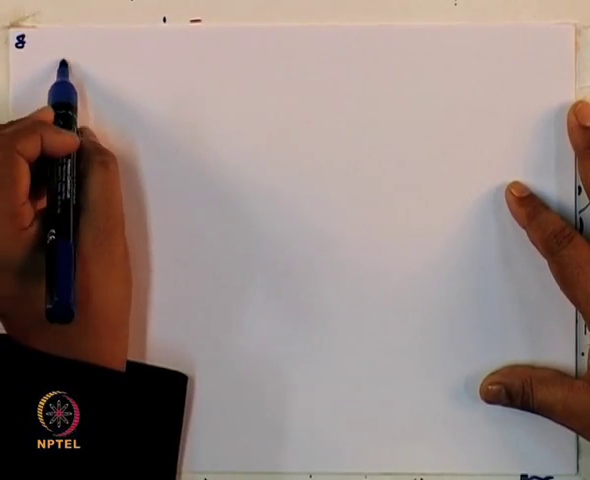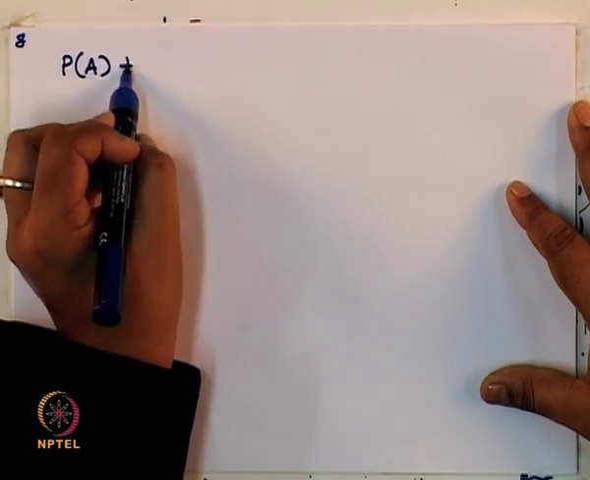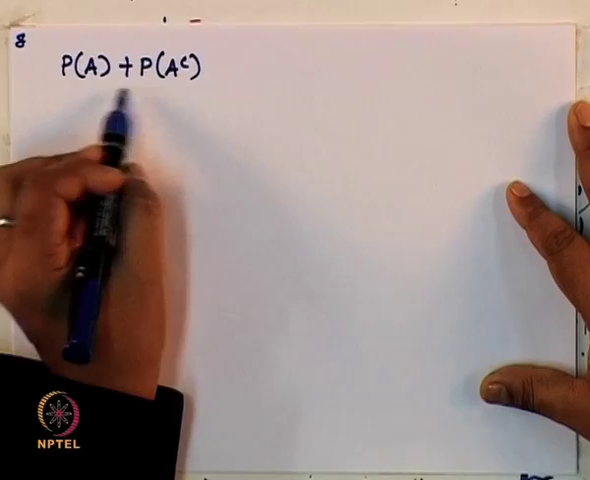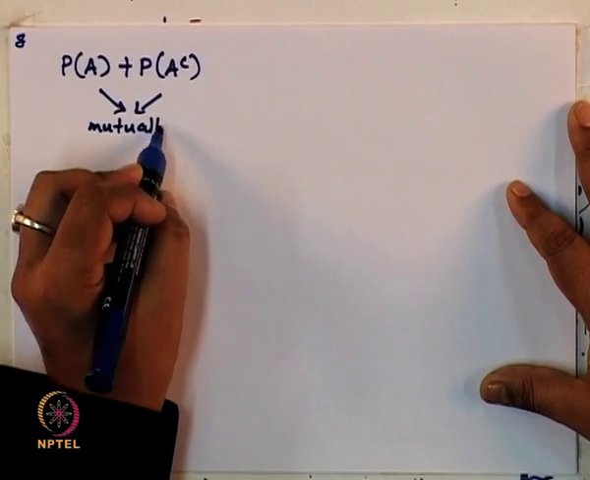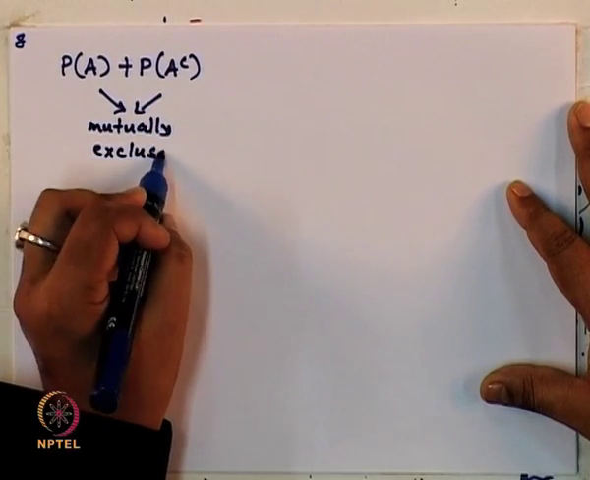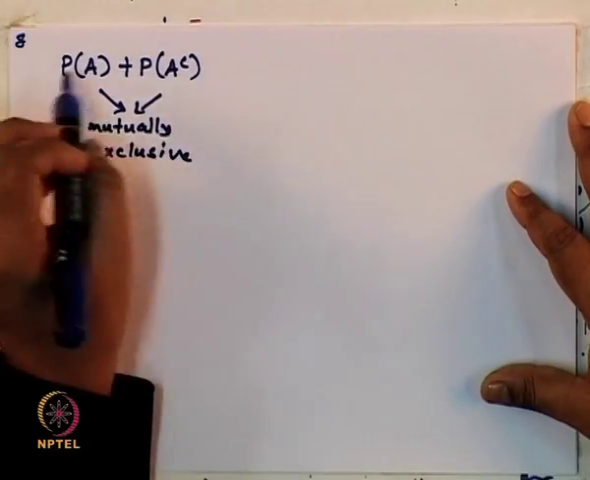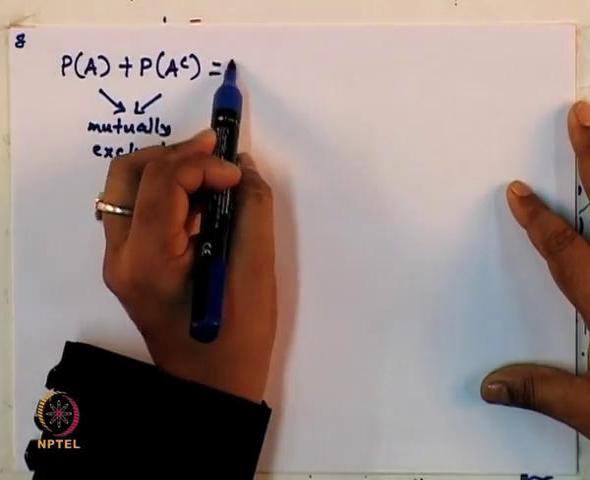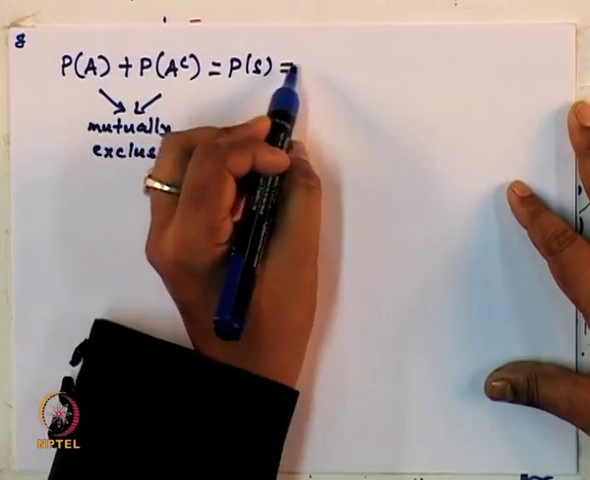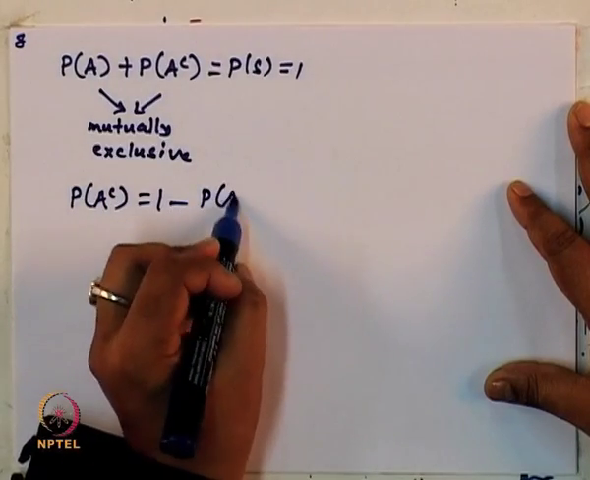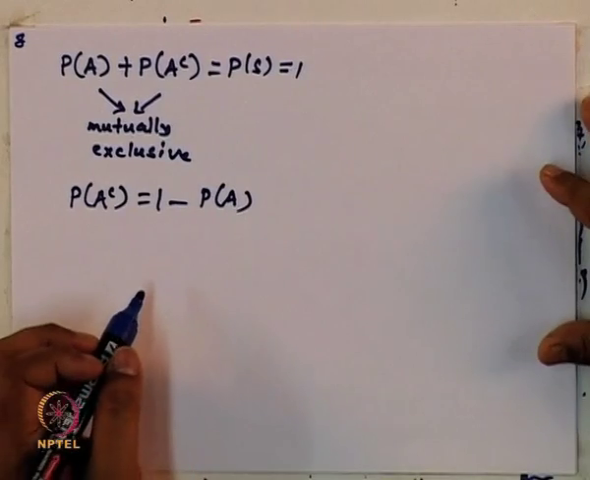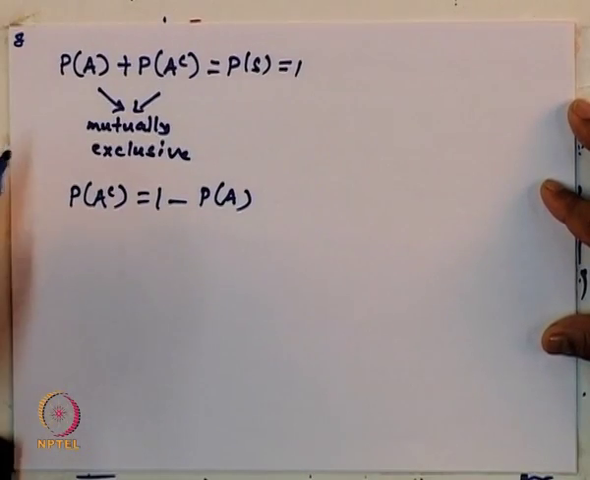Okay. The next thing I can write for A and A complement is the probability of A plus the probability of A complement, which are mutually exclusive. These events are mutually exclusive, but together they span the entire sample. So this is nothing but the probability of the sample space itself, which is equal to 1. So, I can write the probability of A complement is equal to 1 minus the probability of A. Okay, so that goes the few formulas that we have derived.